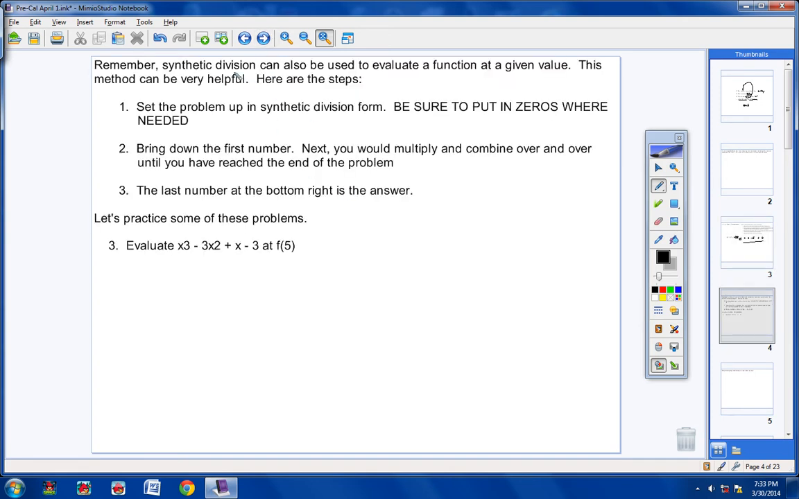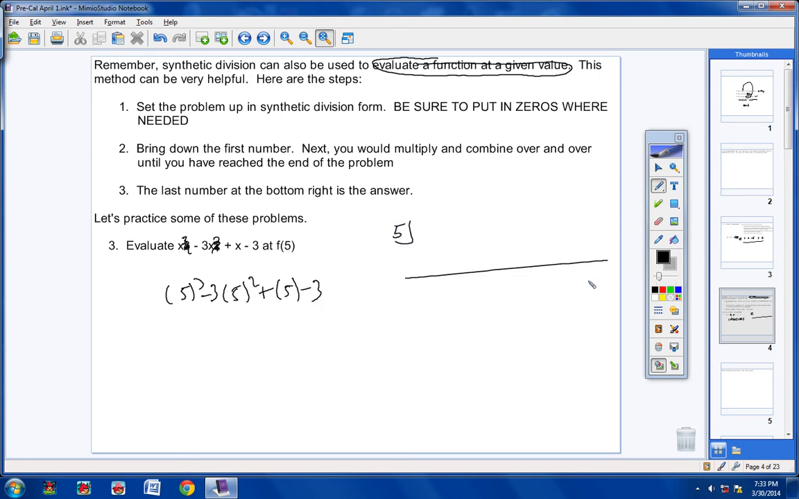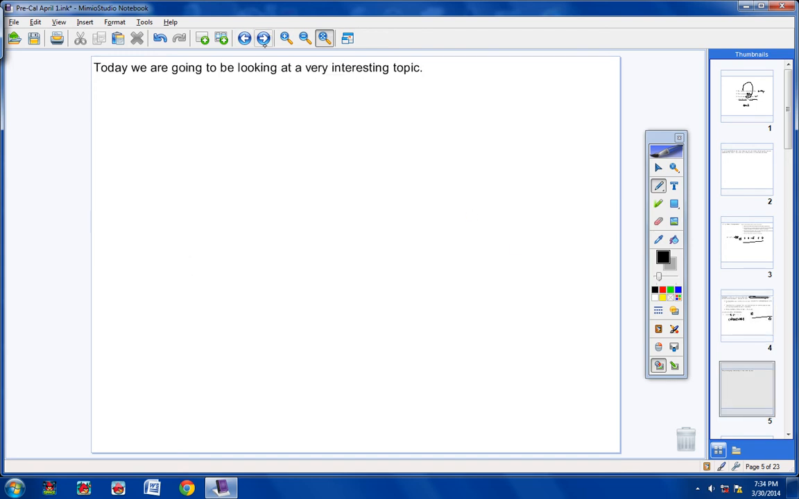We also talked about using synthetic division to evaluate a function at a given value. So instead of taking 5, and this should be x cubed here, this should be x squared, instead of taking a 5 and putting it in everywhere there's an x like this, you're going to use synthetic division. You put a 5 right here, do your synthetic division, whatever number you get here at the end is the answer. All right, so that's a quick review of what we looked at on Monday.